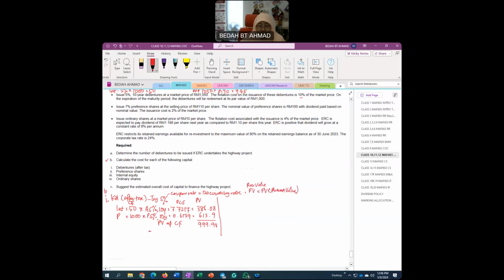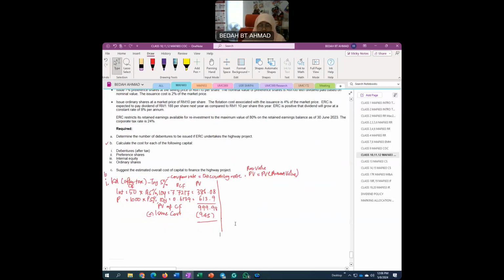Okay, less the issue cost, or issue price after discount, which is 945. So the present value of cash flow is the revenue, and this is your cost. The cost is less than the revenue, so you'll get a positive NPV, which is 54.98.